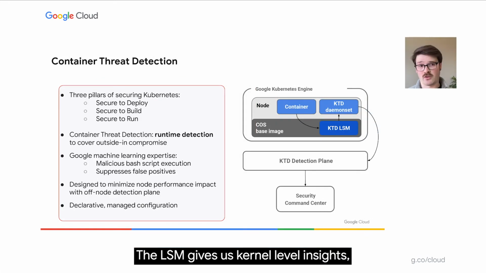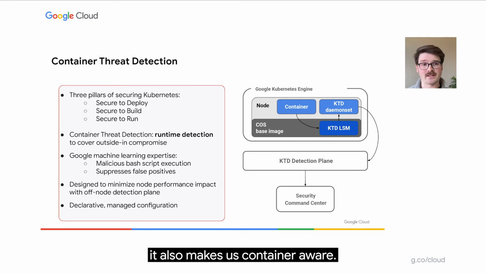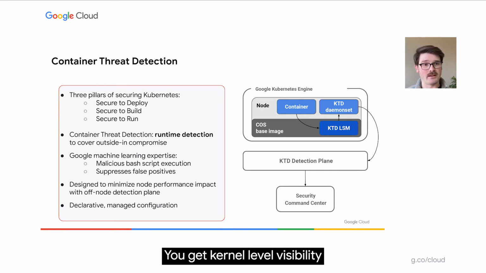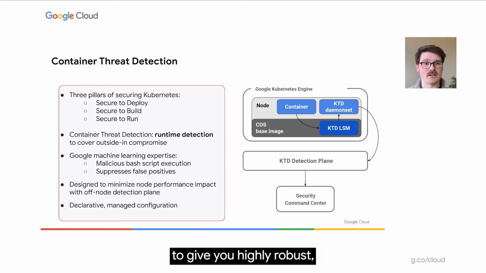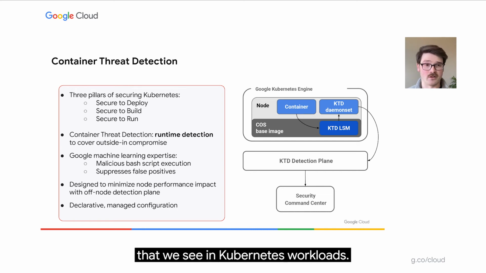The LSM gives us kernel-level insights. The daemon set not only gives us a secure pipe between the LSM and our backend detection plane that runs on our compute rather than yours, it also makes us container aware. And so KTD combines the best of both worlds. You get kernel level visibility with user space container awareness to give you highly robust, powerful detection of the most common threats that we see in Kubernetes workloads.